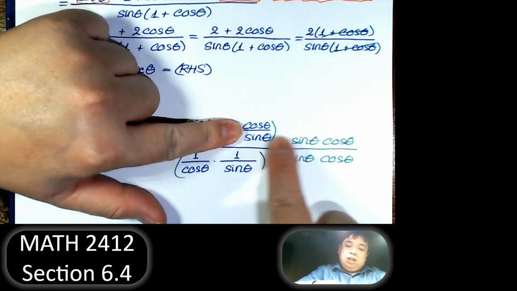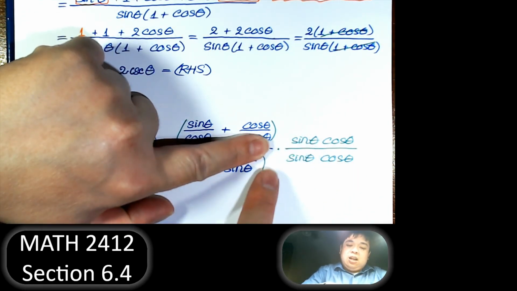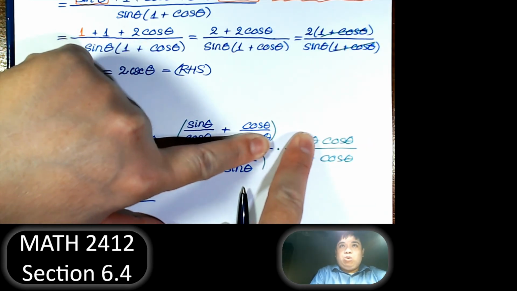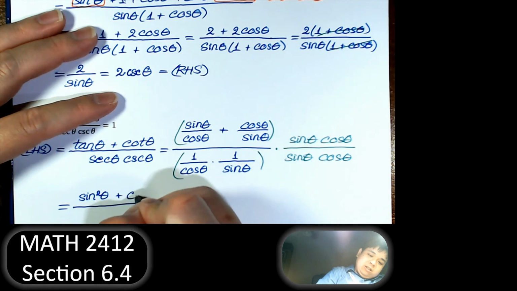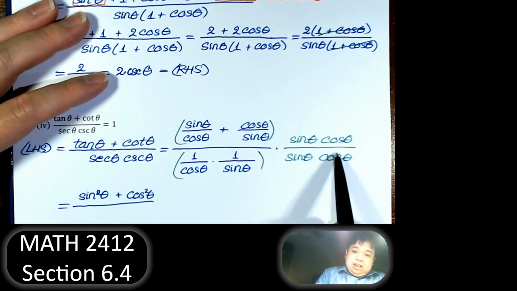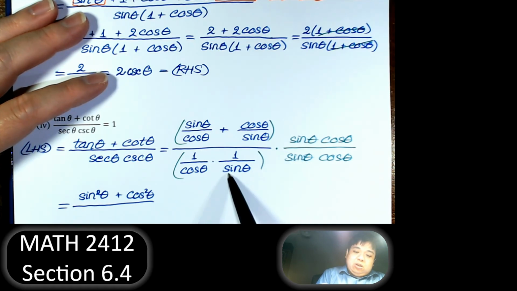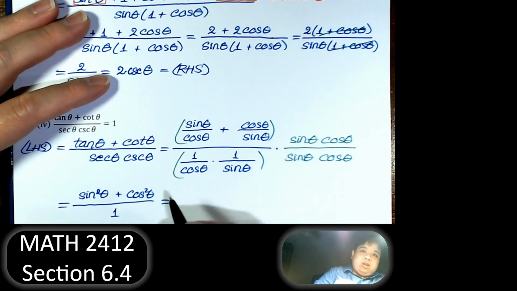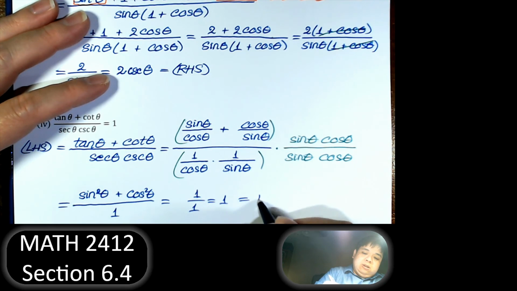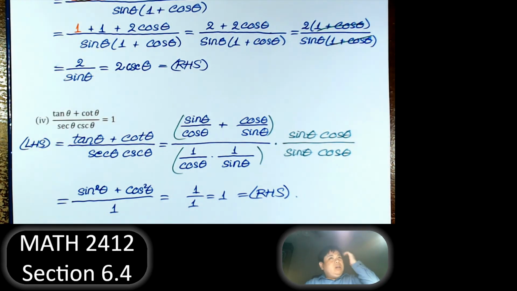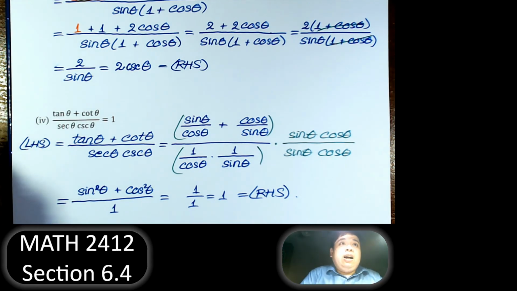And then when we multiply this together, sine on the bottom and sine on the top, we have cosine times cosine, which is cosine squared. And then sine cancels sine, cosine cancels cosine, so we have this. Sine squared plus cosine squared, which is 1. Right, so that's how we prove it.